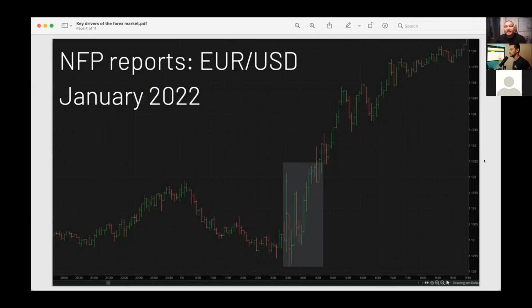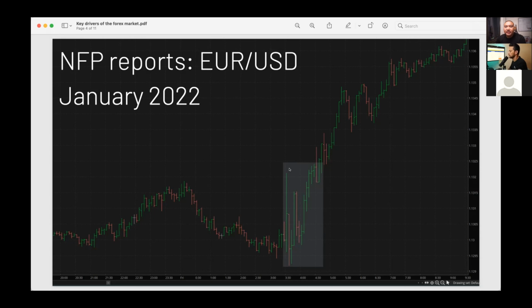So here's an example in the EUR/USD pair back in January this year. So you see the chart here highlighted, and I have a highlighted box, this rectangle, and that's when the NFP report was announced. So at 3:30 a.m. our time, so that's going to be, I think this was daylight savings, so 8:30 p.m., 5 hours. Yeah. So 8:30 a.m. New York time, 3:30 our time.